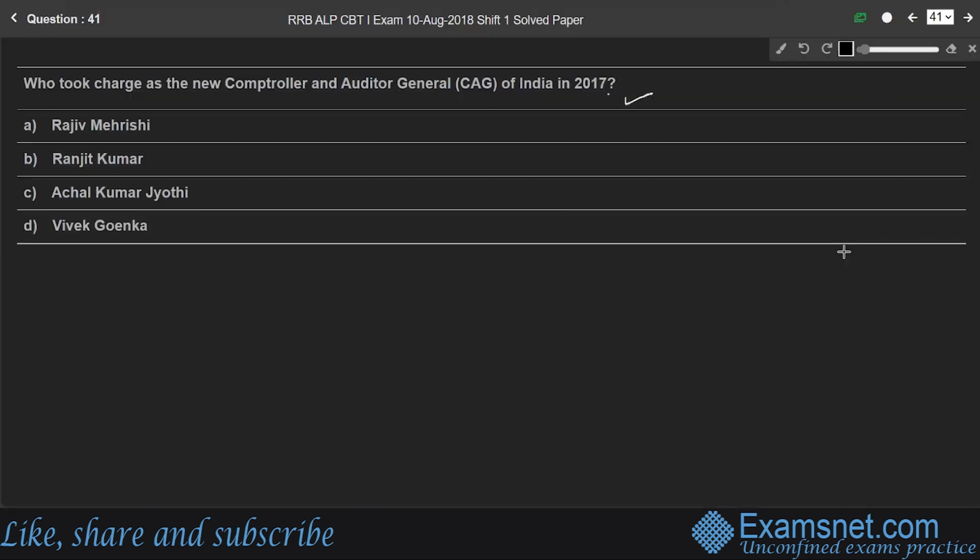Question 41. Who took charge as the new Comptroller and Auditor General of India in 2017? So CAG of India in 2017. Option A, Rajiv Maharshi, took charge as the new Comptroller and Auditor General in 2017. So Rajiv Maharshi is the 13th CAG of India.